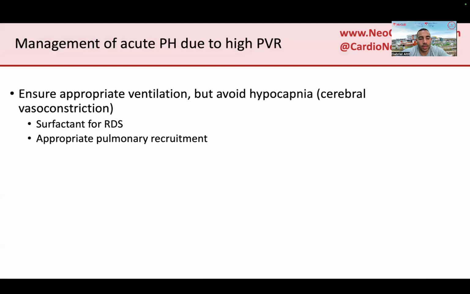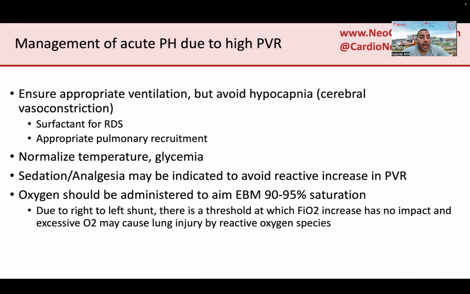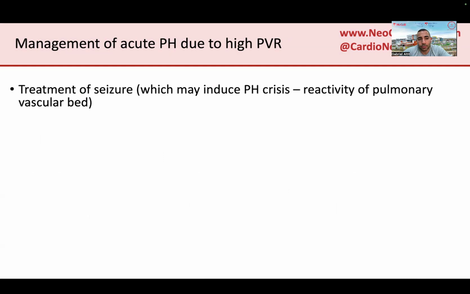And so we know that when you have high PVR and hypoxic respiratory failure, you should optimize ventilation, consider surfactant for RDS, have appropriate pulmonary recruitment, normalize temperature and glycemia, and sometimes provide a bit of sedation and analgesia if the patient is really in a state of discomfort, to avoid reactive increase in PVR. We should titrate oxygen as per evidence-based saturation limits. And I do believe that all of these are also applicable to the physiology of some of our preterm babies, until at least we get more data.